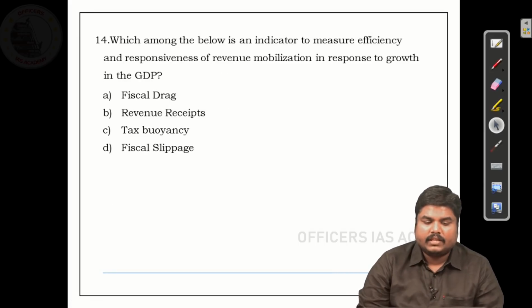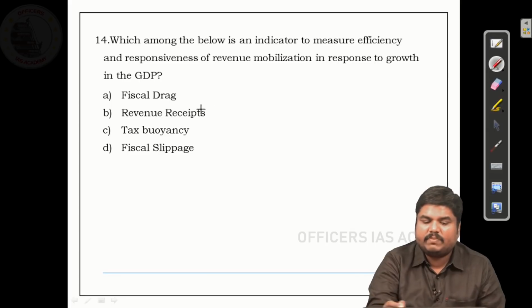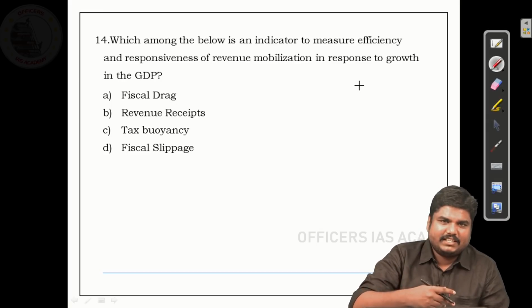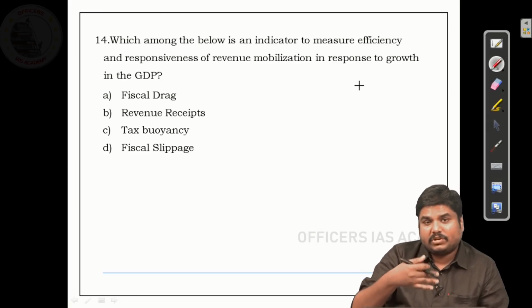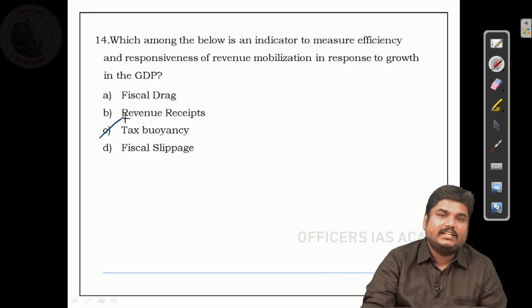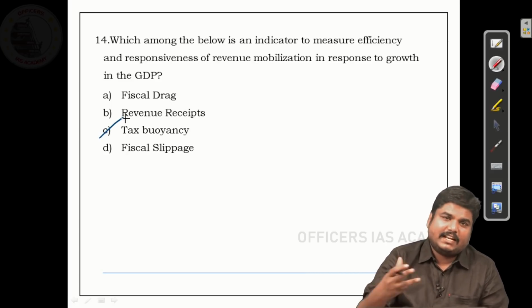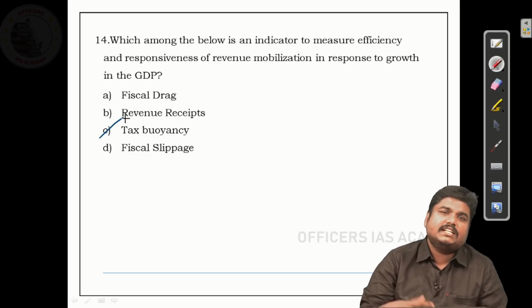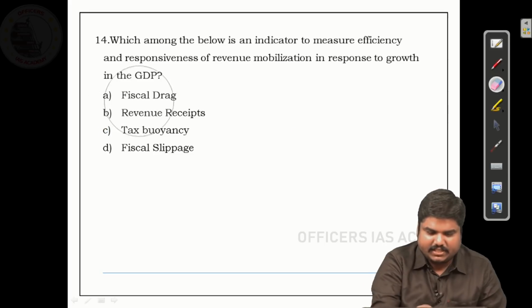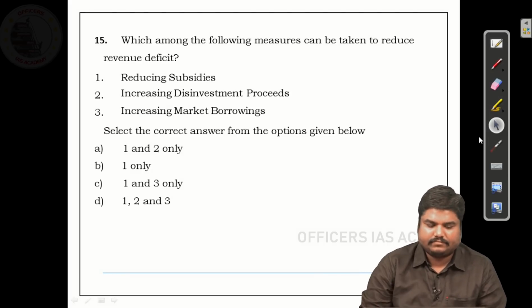14th question. Which among the below is an indicator to measure the efficiency and responsiveness of revenue mobilization in response to growth of GDP? So, change in tax revenue with respect to change in GDP, that is called tax buoyancy. That is what we have asked here. So, the answer is going to be C.